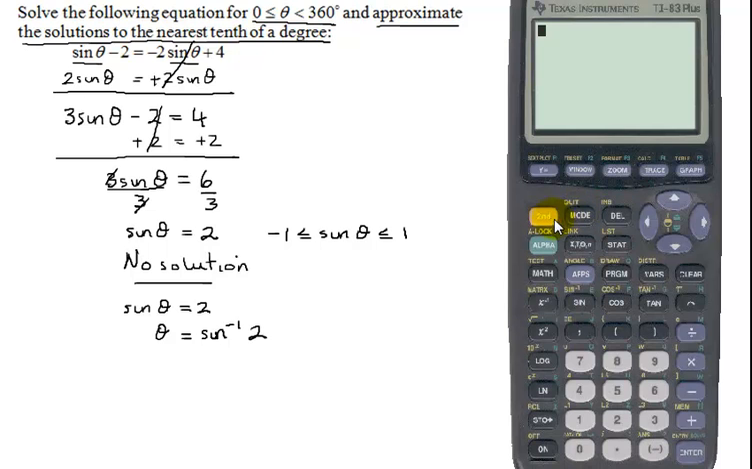So now I'm just going to find the inverse sine of 2. Notice that on this calculator I have to hit second sine. So the inverse sine of 2 is, hit enter. It gives you a domain error, which basically says this statement is not possible. So what is the answer? No solution.